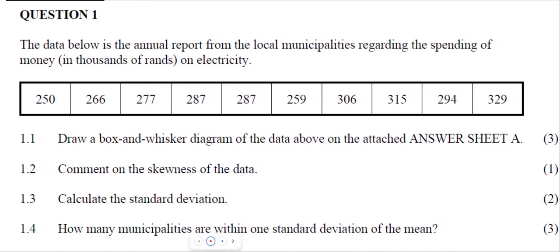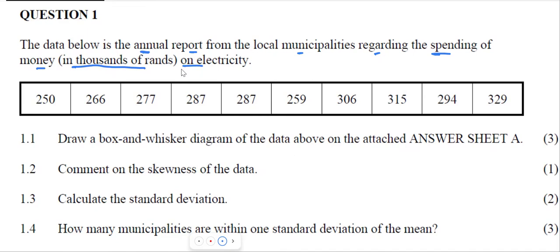That is the data that we are given. It is the annual report, so that is a yearly report from the local municipalities regarding the spending of money, in what? In thousands of rands. So whatever we are given is in thousands of rands on electricity.